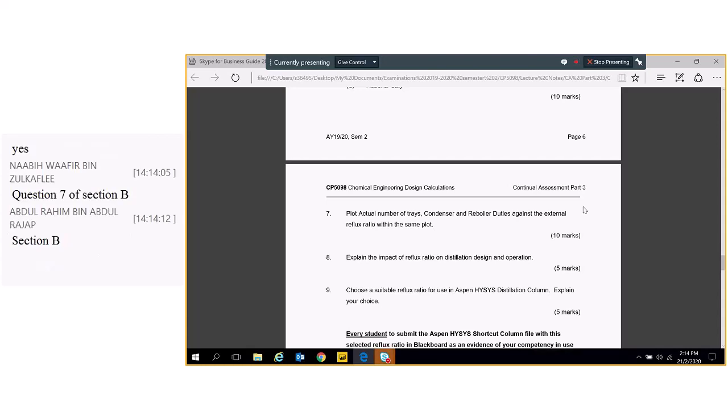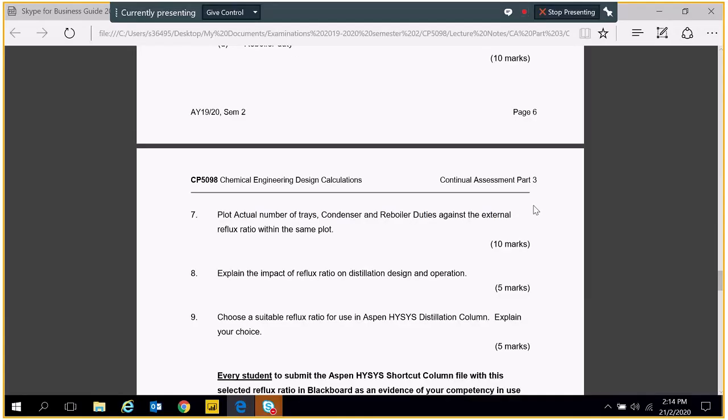Forget about the negative sign. And you're plotting the actual number of trays, condenser and reboiler duties against the external reflux ratio. Now, the external reflux ratio, you remember, is 1.2 to 1.5 times the minimum reflux ratio. The minimum reflux ratio is 0.8 something. You check that in your Aspen. Then you multiply by 1.2. You run the simulation, you get an answer: condenser, reboiler duty, and the actual number of trays.